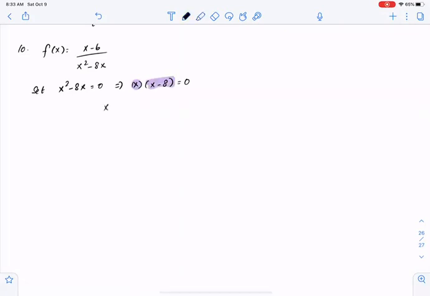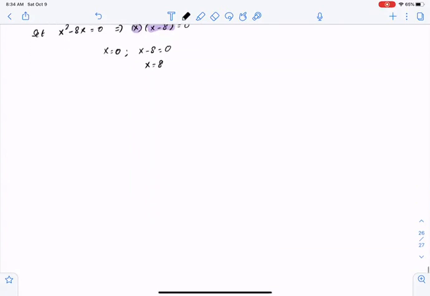So we set the first factor equal to 0. We get x is equal to 0. The second factor is x minus 8 equals 0, which would mean x is 8. So the domain is all real numbers except x is equal to 0 and 8.